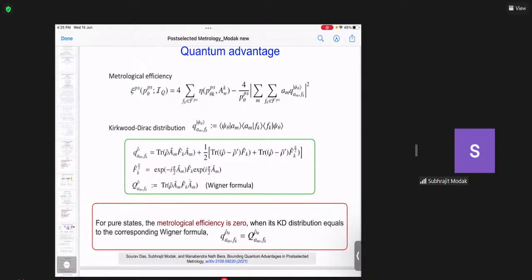These are all the nomenclatures, right? Now these are our comments. For pure states, the metrological efficiency is 0 when its KD distribution equals the corresponding Wigner formula.